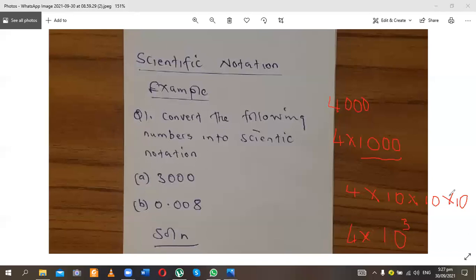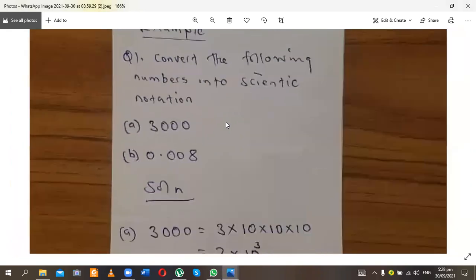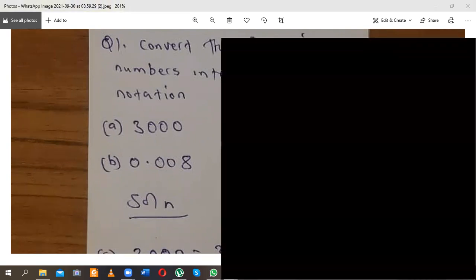So we are trying to get into a situation whereby you have a very, very long number. Now you write it in a scientific way by showing it in a simpler way. And this is how you need to go about it. So let's look at this thing that we have here. We are taught to write these two numbers in the scientific notation. So let's see how we can go about it.